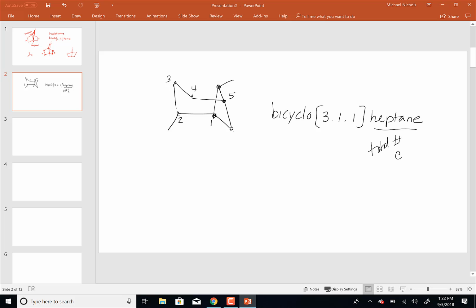Then I'm going to call this one 6, and I'm going to call that one 7. Why? Because the carbon with the methyl group, I want to give the lower number. So in this case, I'm forced to go big to small, and if 2 are tied and 1 has a substituent, it gets the next priority. So this would be a 2,6-dimethylbicyclo-3,1,1-heptane.